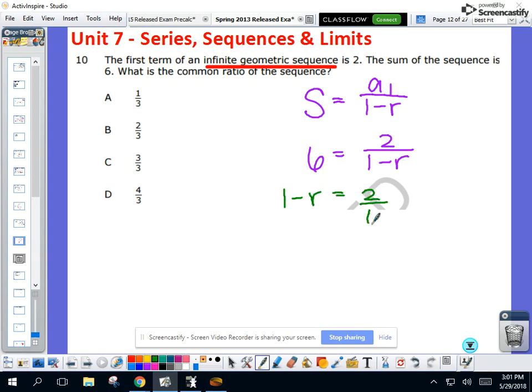So 1 minus r is equal to 2 over 6, or 1/3 if we reduce that. Subtract 1 over, we get negative 2/3 when we find a common denominator, and then divide by a negative. The common ratio here is 2/3.